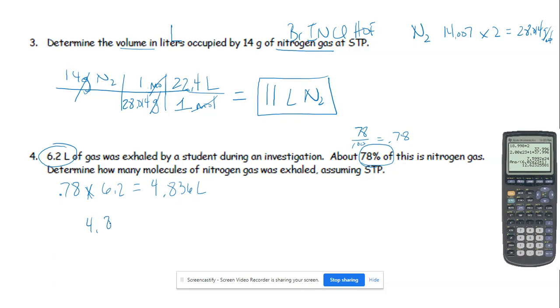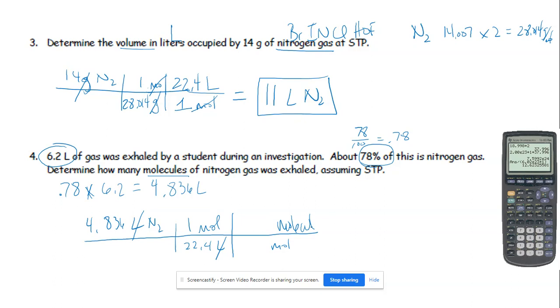If I have 4.836 liters of nitrogen gas, and I want to turn that into molecules of nitrogen gas, first of all, we have to get rid of liters and turn it into moles. Always, always moles first. We know that there are 22.4 liters in 1 mole of any gas at STP. Liters is canceled out. I have moles, but I don't want to keep moles. I want to turn it into molecules.